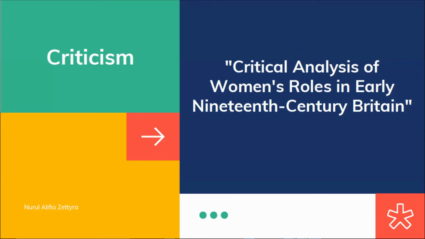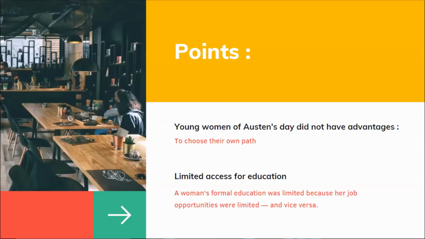This is a critical analysis of women's roles in early 19th century Britain. The importance of marriage in the lives of Elizabeth Bennet and her sisters may be difficult for modern readers to understand. Young women today have a variety of options open to them regarding their future. They can marry, of course, but they can also go to college, follow any career path that may interest them, and live on their own, independent of relatives or chaperones.